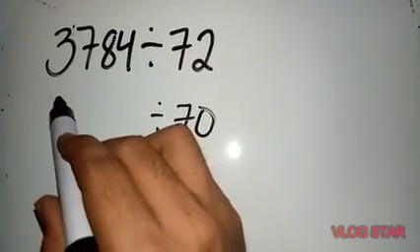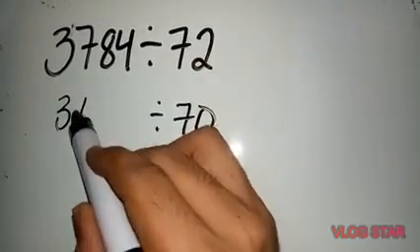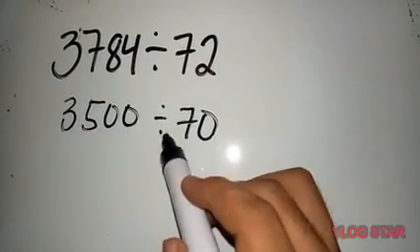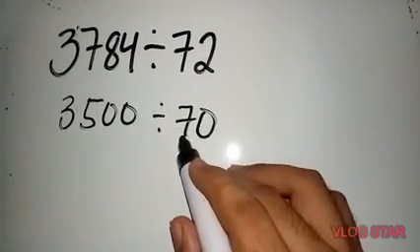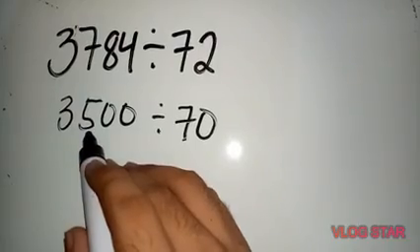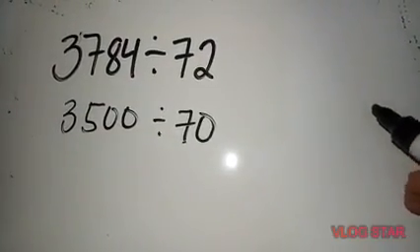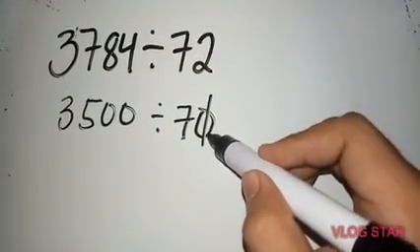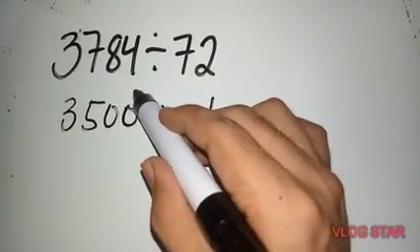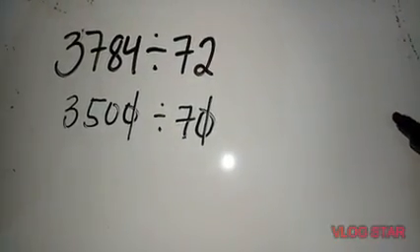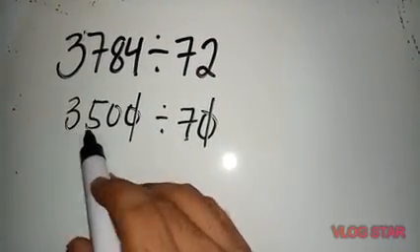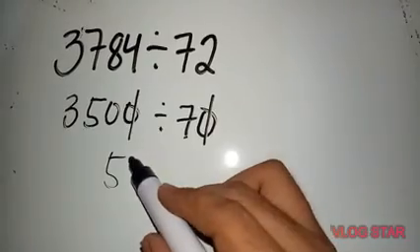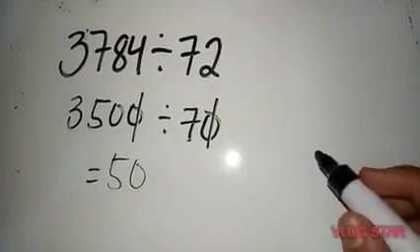it's easier to divide 3,500 divided by 70 because 35 is divisible by 7. So when we divide it, just cancel the zeros. Since there is one zero in the divisor, cancel one zero from the dividend. Then divide 35 by 7. The answer is 5. Then copy the remaining 0. So the quotient is 50.